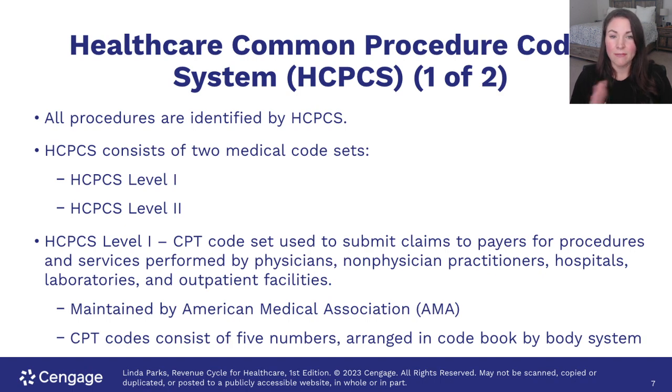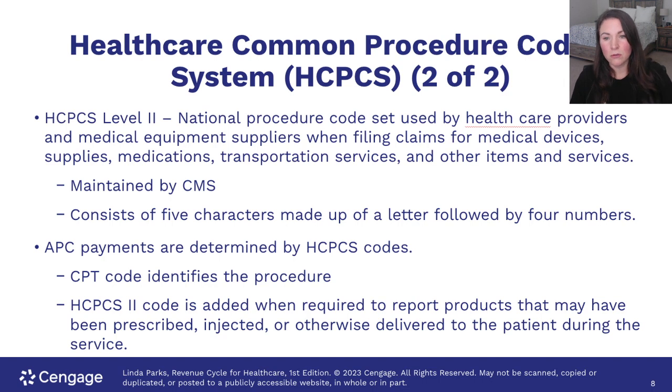CPT codes have 5 numbers, and in the book they're arranged by body system. HCPCS Level 2 codes is a code set used by providers and medical equipment suppliers when they file claims for any supplies, medications, transportation services, and any other items or services. So Level 2 is maintained by CMS.